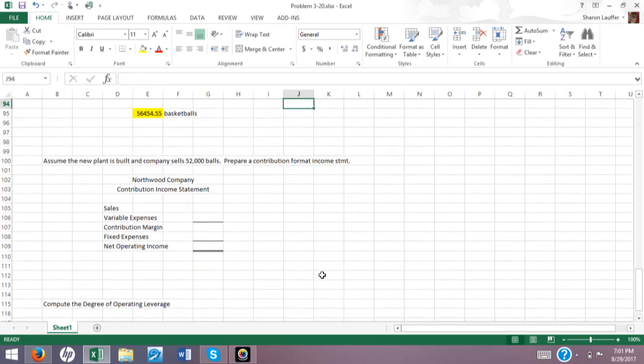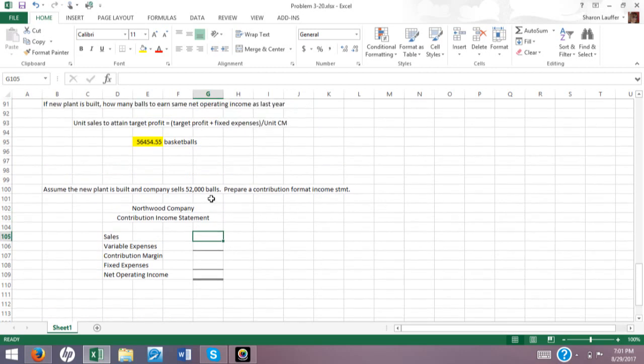And we're still not quite done. We've got to assume the new plant is built and we sell 52,000 balls, and they want us to prepare a contribution format income statement. So I set one up. It's kind of a blank. And so let's see, we're going to sell 52,000 balls.